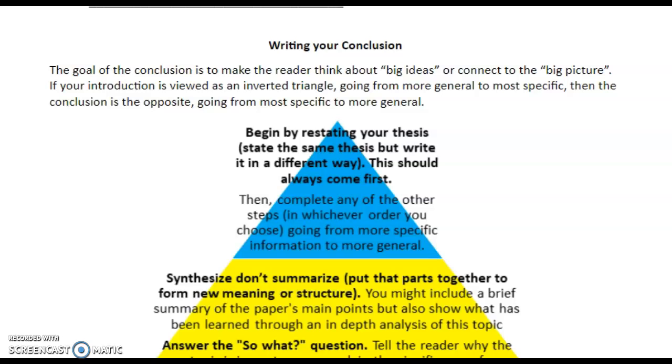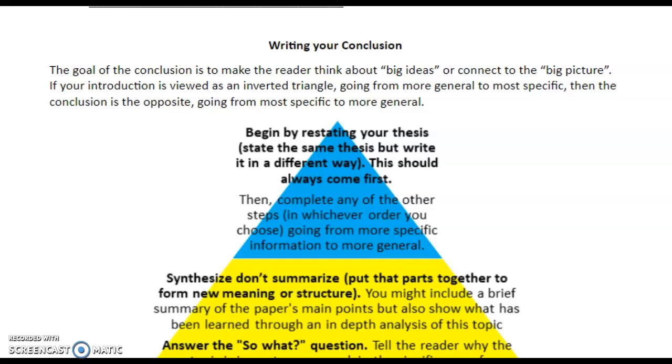So, the goal of your conclusion is to make your reader think about the big ideas or big picture. So, you're kind of answering that so what question. So what? Why does this matter? You know, how is your reader understanding Amanda Gorman's poem going to improve them in some way or help them look at a different perspective?